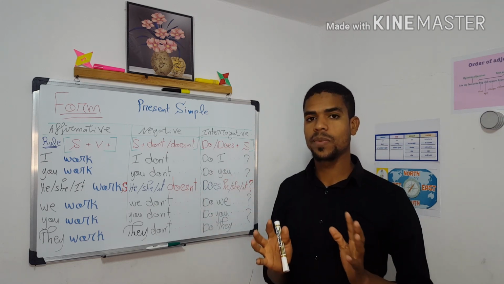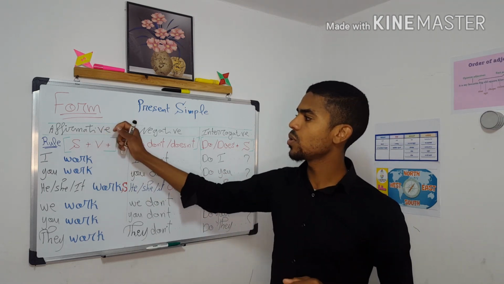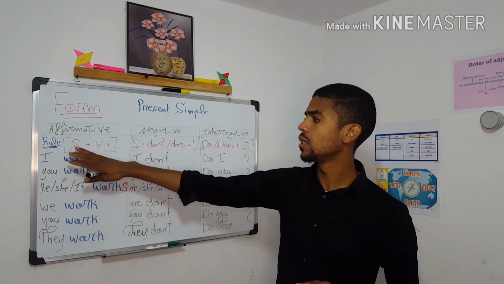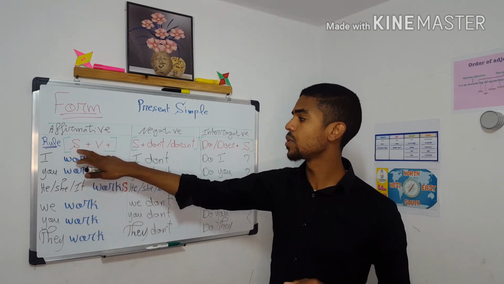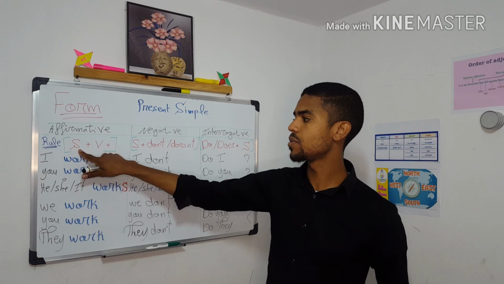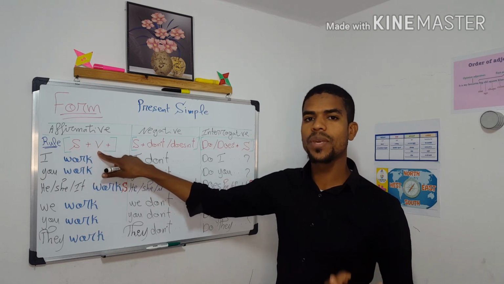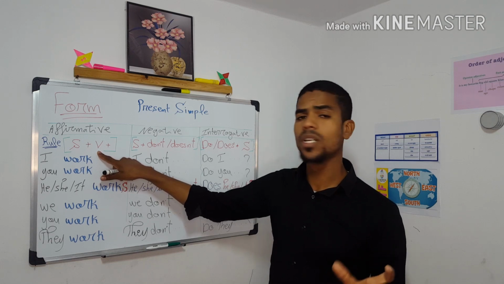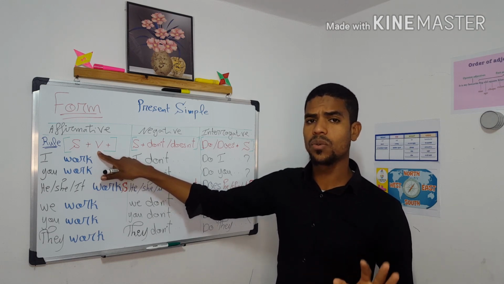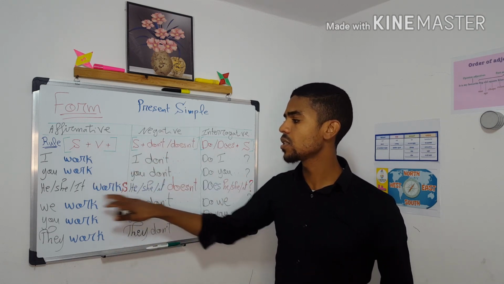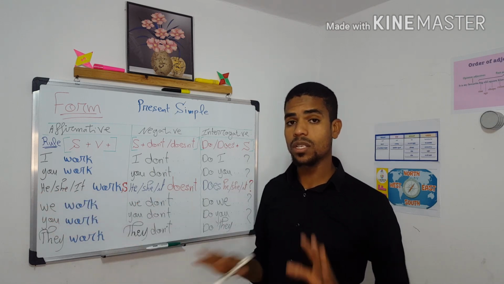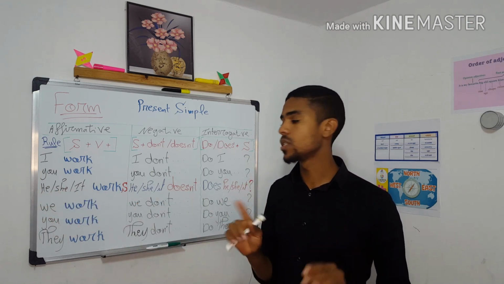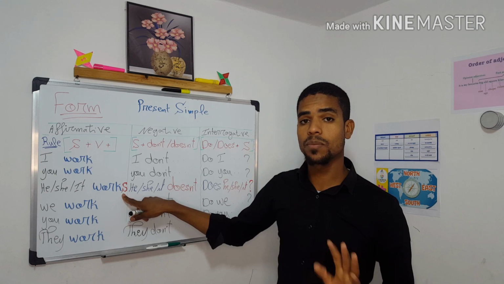I will try to explain myself again. We see first affirmative: you will need subject plus verb. The verb is in base form, we don't conjugate it. It's in its original form, we don't add anything to it, except with he, she and it. But with he, she and it, it's necessary that you add s to the verbs in simple present.